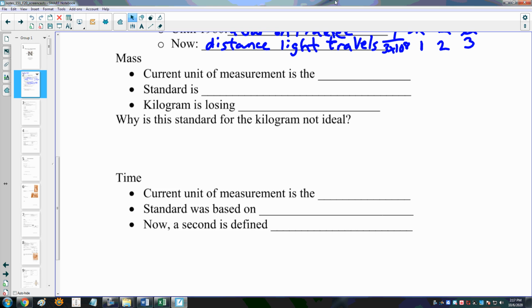Okay, continuing on with our standards, let's do mass and time. The current unit of measurement for mass is the kilogram. This used to be the standard: it used to be a cylinder in France.